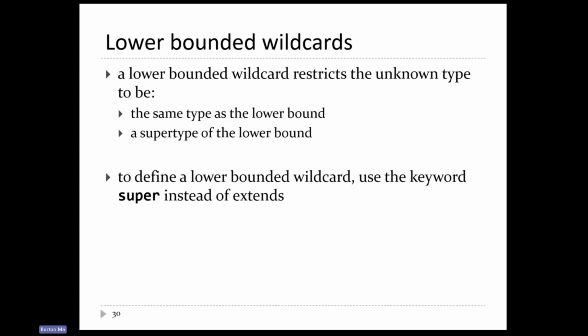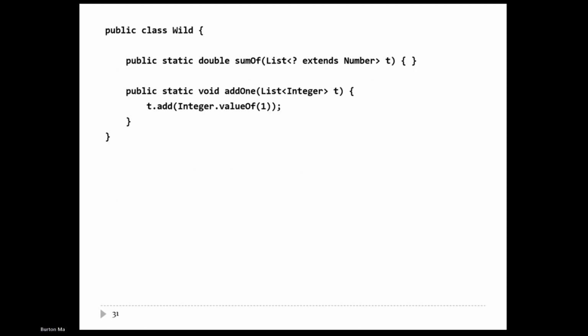So if you want to specify a lower bounded wildcard, you use the keyword super. Again, the language recycles an existing keyword. And so now the word super means something else. So now it's used to indicate you have a lower bounded wildcard.